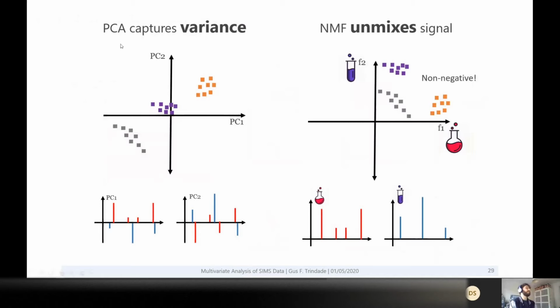So as a comparison, PCA, as I say, will capture the variance, but NMF will unmix your signal. And notice that it's non-negative, so it's easier to interpret. There are several pitfalls around this, but in a way it's easier because you don't have all these negative contributions. So it's all about, if you make the interpretation right, you separate this into compounds and you know how much of it you got for each of these samples. So here, like F1, you have a lot of F1 for the oranges, but not a lot of F2, and the opposite for the purples.